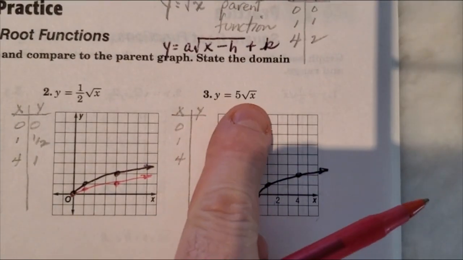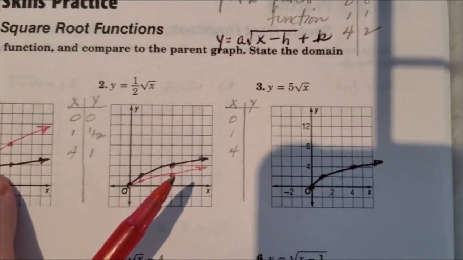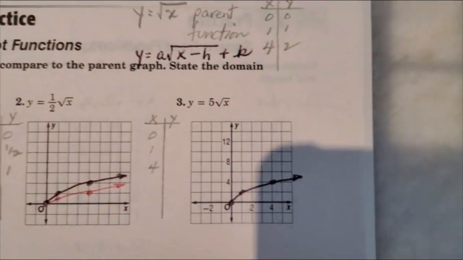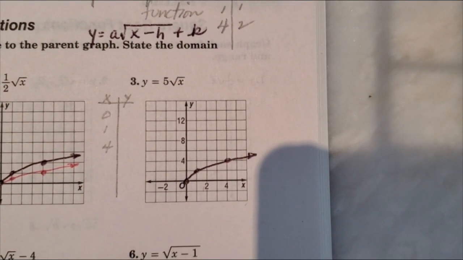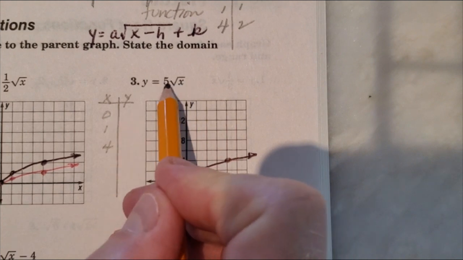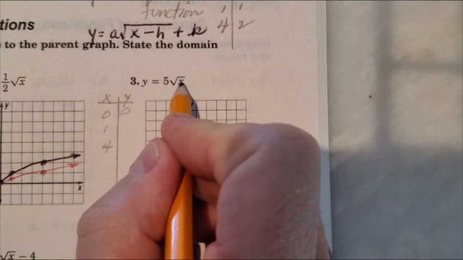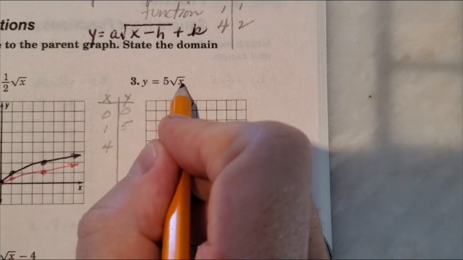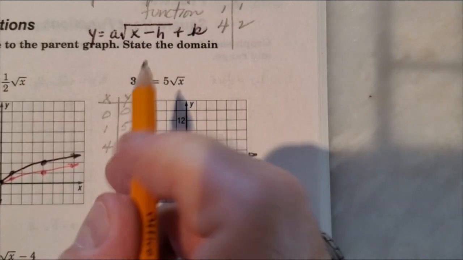Okay, this one, 5 times the square root of x. So this is kind of like the 2 times square root of x, it's just going to make it steeper. So if you look at this one, you put in 0 for x, you get 0. 0 times 5 is 0. Put 1 in for x, you get 1. Square root of 1 is 1. 1 times 5 is 5. Put 4 into x, you get 2. 2 times 5 is 10.